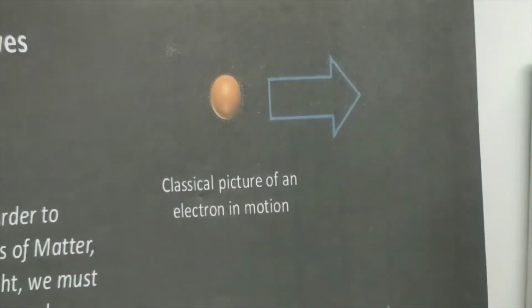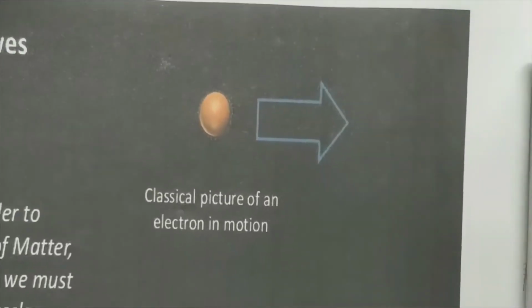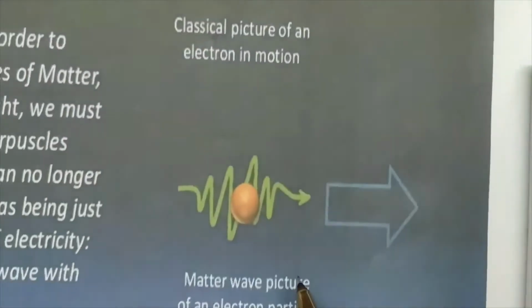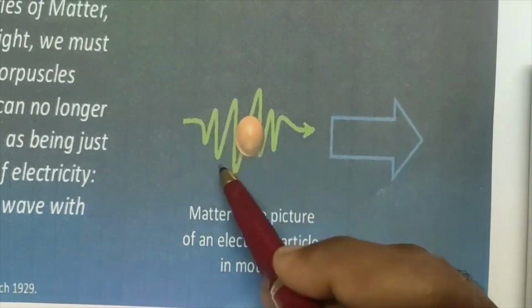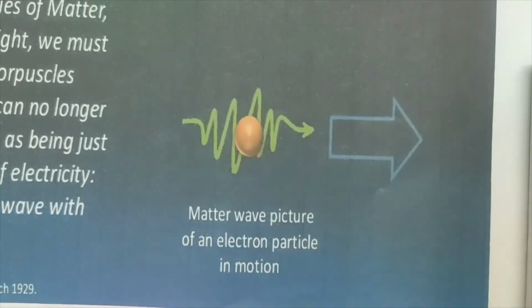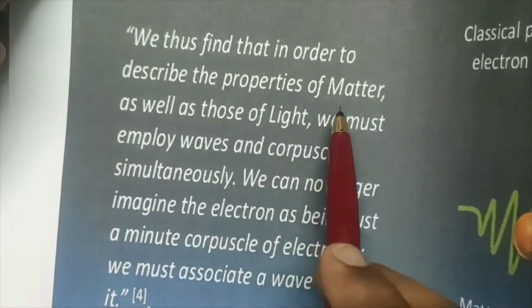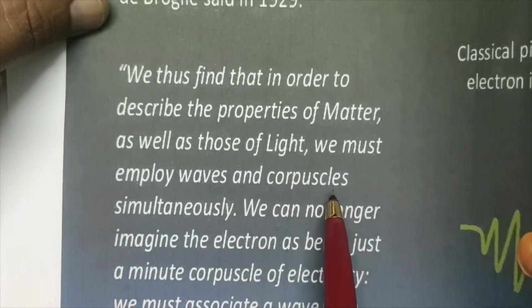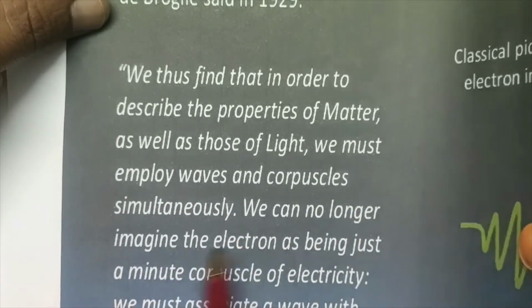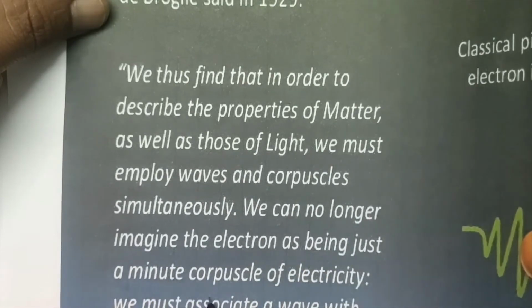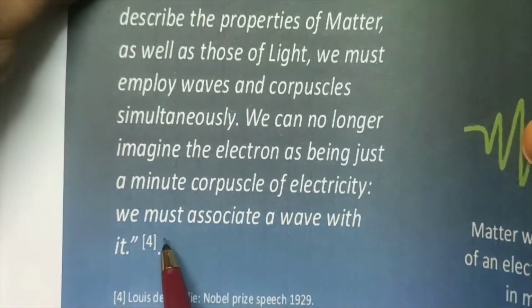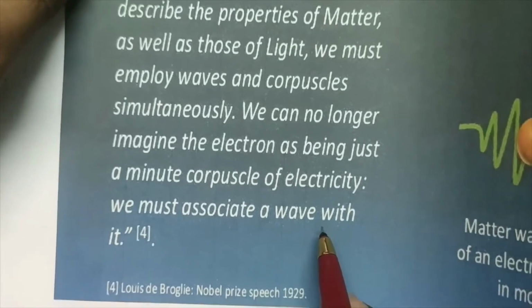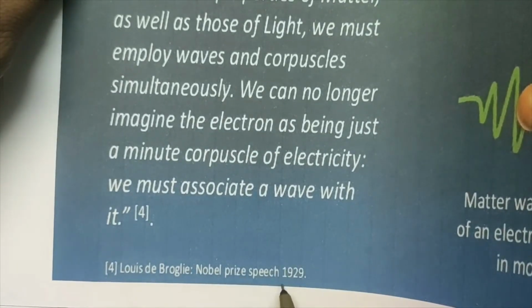You see that this is a classical picture of an electron in motion, and this is the matter wave picture of an electron particle in motion. Always a group wave is associated with this particle. So we find that in order to describe the properties of matter as well as those of light, we must employ waves and corpuscles, that means a tiny particle, simultaneously. We can no longer imagine the electron as just a minute particle of electricity. We must associate a wave with it. For this hypothesis, de Broglie got his Nobel Prize in 1929.